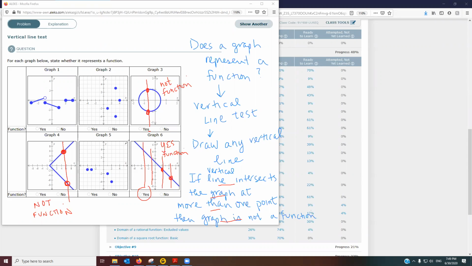Let me go to some of these points here. Remember, I'm going to draw any vertical line I want. In this example, the function is defined just by the blue dots. If I draw these vertical lines, it's not intersecting the graph in more than one spot. So yes, this is a function. Let me come up here to graph 2. I could draw a vertical line here, I could draw a vertical line here. But notice if I draw a vertical line here, it is intersecting the graph at more than one spot. So this is not a function.